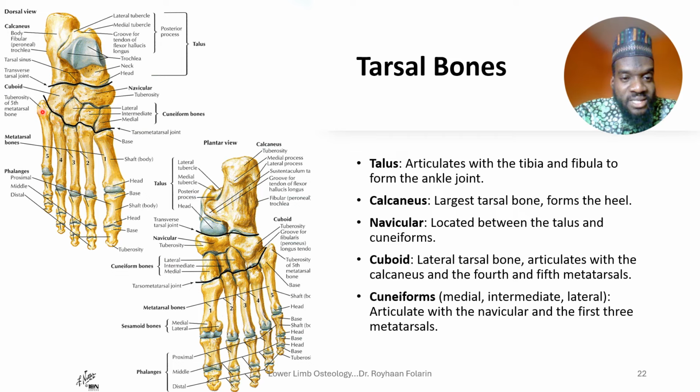Here is the tarsal metatarsal joint. That's the joint between the entirety of the tarsal bones and the metatarsals. While here is the transverse tarsal joint. It's more like the joint that divides the entire tarsal bones into two categories, some anterior and some posterior. The posterior ones will be the calcaneus and the talus, and the anterior ones will start from the cuboid, navicular, and then the cuneiform bones.